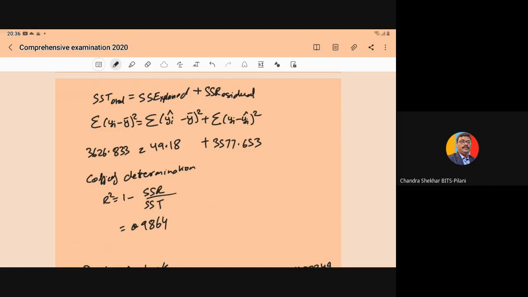Means when R square is near to 1, we can say that predicted values are closer to the actual values. If it is near to 0, then we say our line of regression is not good, means predicted values are very far from the actual values. So here it is very near to 1, so we can say that our equation is good.